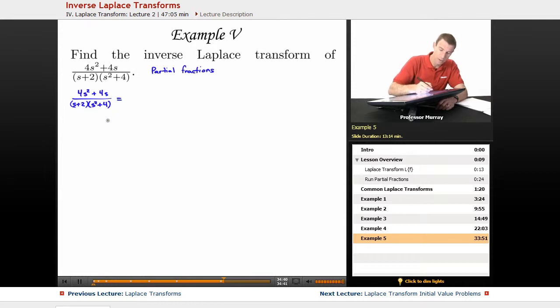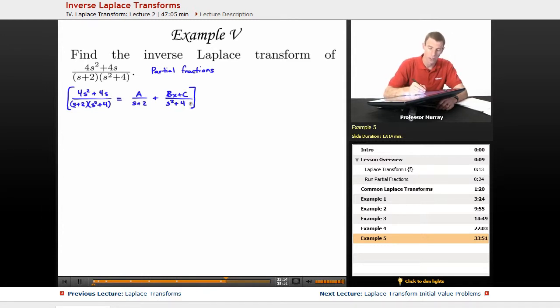We try to factor the denominator, but we can't factor it any more than it's already been given to us. We've got an s squared plus 4 in the denominator. That doesn't factor anymore. So we just write this as A over s plus 2, and then we have a term over s squared plus 4, and we're going to call that Bs plus C. So our goal is to find the A, the B, and the C. That's the goal of partial fractions.